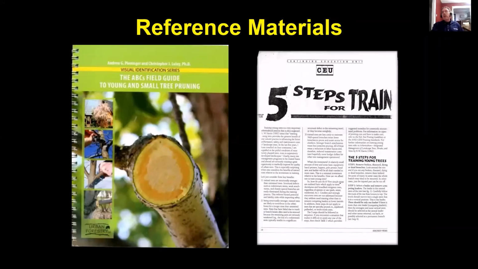We're going to talk a bit about structure, and we're going to talk about young trees. So there are some other resources available. Chris Luley, the ABC Guide to Pruning Young Trees. Larry Costello from University of California had an article on 5 steps to training young trees. And by the way, I'm going to give you my email address. If there's anything you're looking for, email me and I can send you those resources by email.